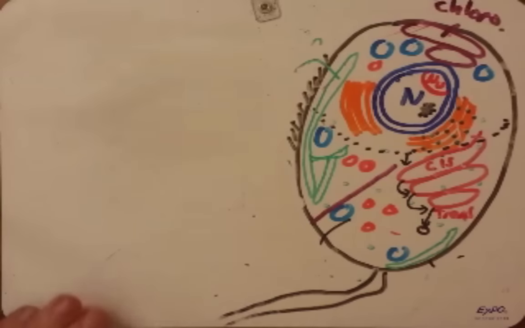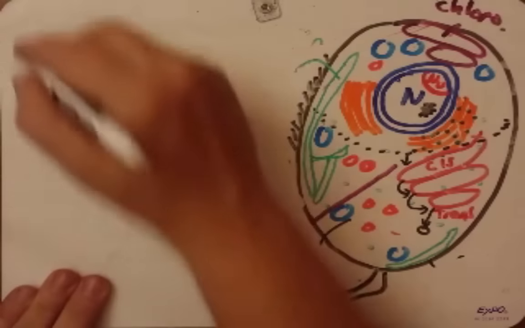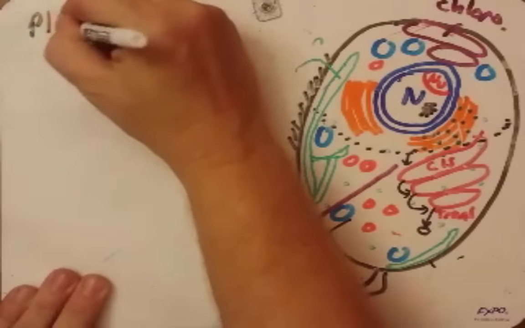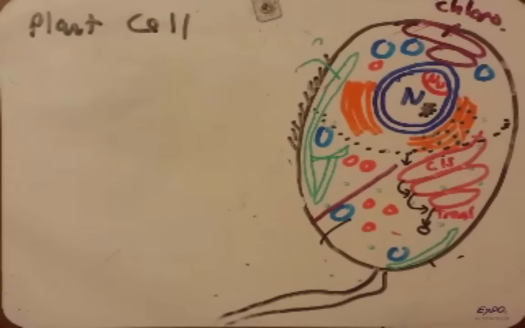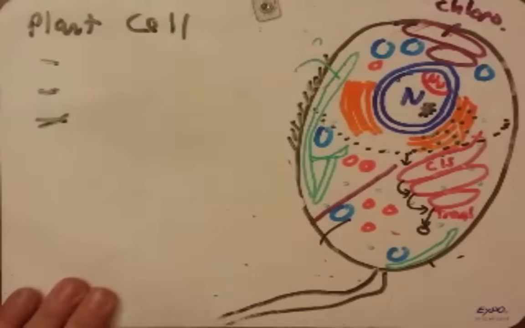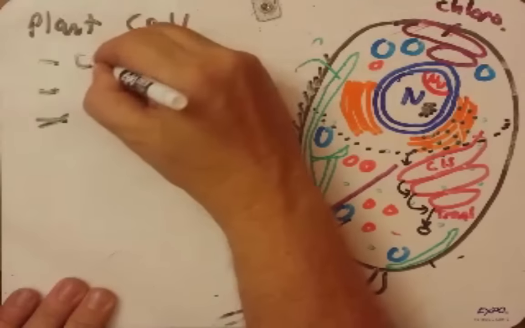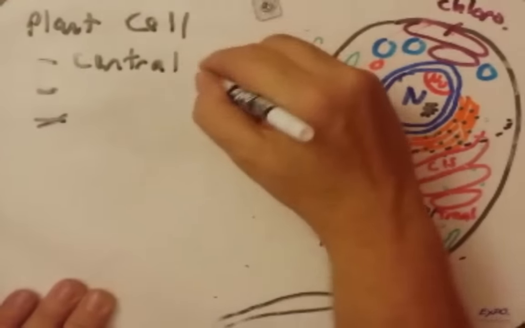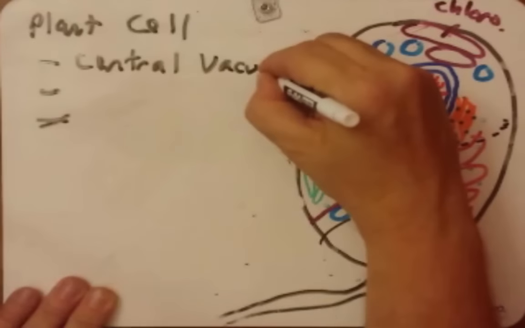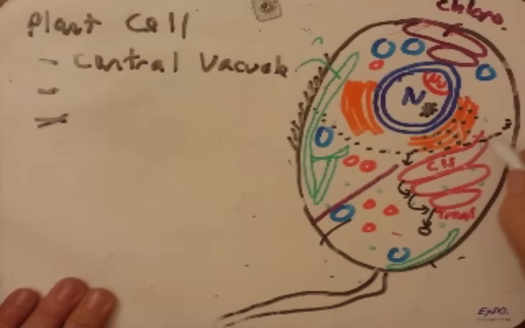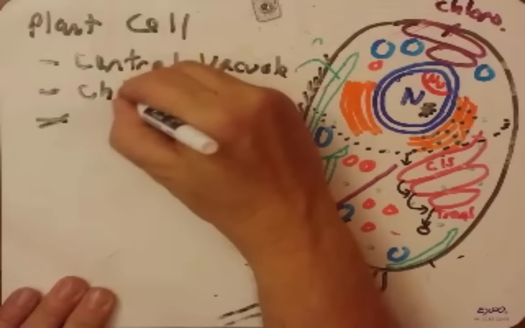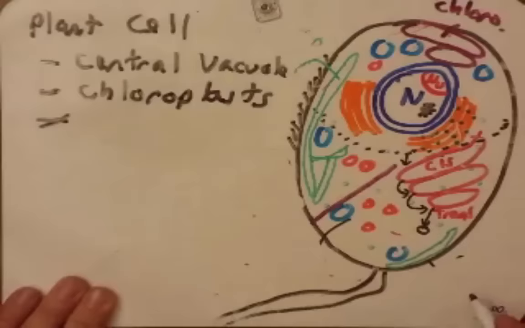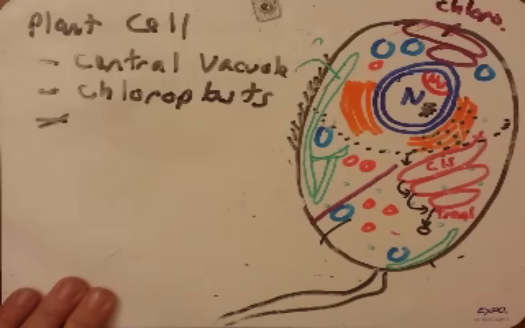So what have I drawn here? Is it a plant cell or is it an animal cell? Well, there are features here that might make you think it's a plant cell, and there are features here that might make you think it's not. These are the things common to plant cells. They have that central vacuole, which I indicated with this dotted line. They also have chloroplasts, which are up here. So that's really enough to call it a plant cell.